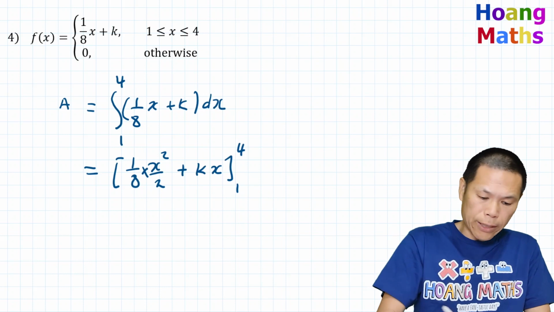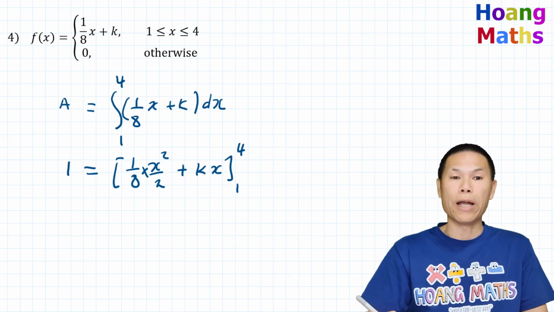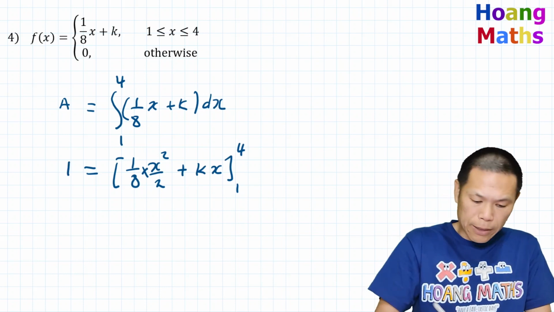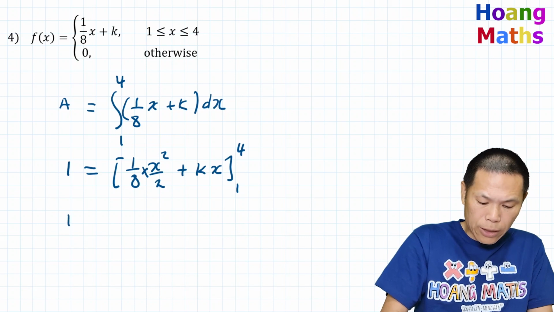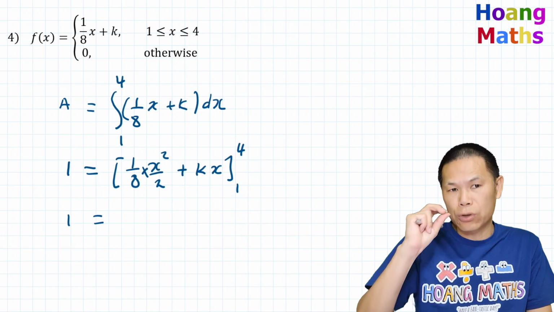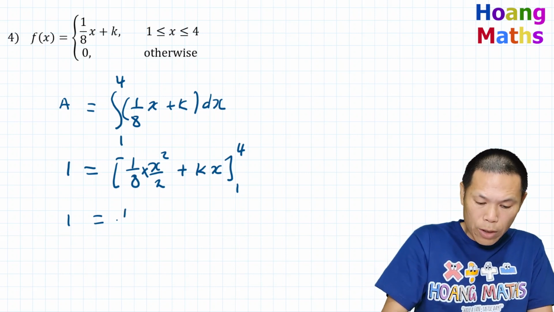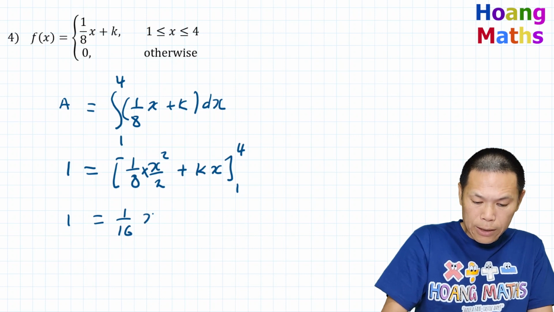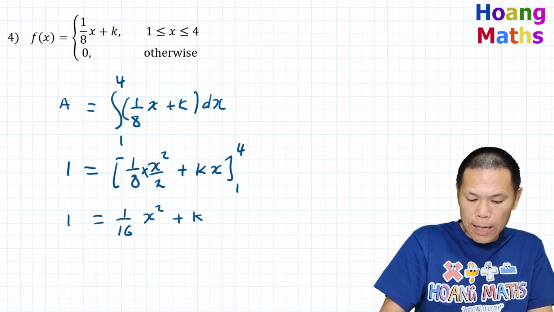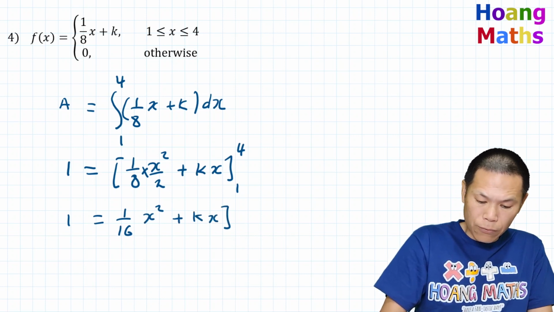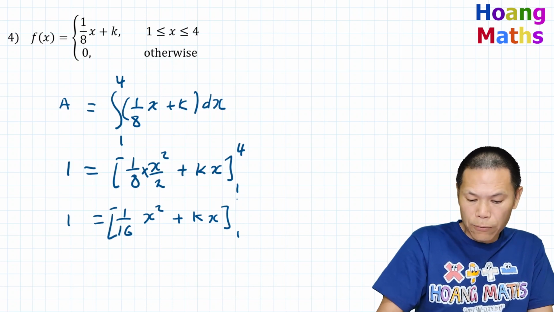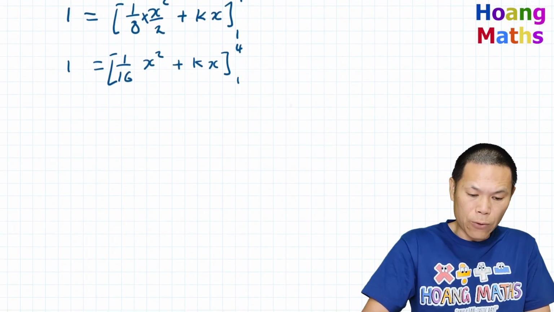And then we know that this area here must equal 1. Let me simplify this a bit further. So that is equal to 1 over 8 times a half. 8 times 2 is 16. So I can just write 1 over 16 x squared plus kx, from 1 to 4. So now we just evaluate this.